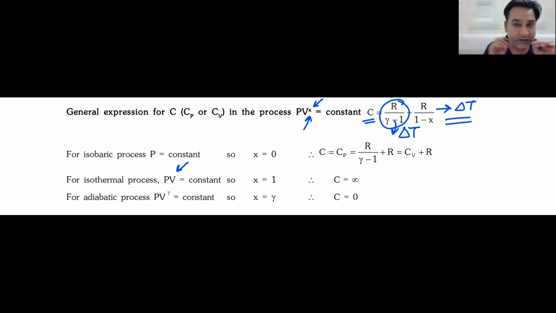Instead of R into delta T or NR into delta T, you can always write P2V2 minus P1V1. Do we understand this? Yes, sir. If you remember this, that means you are ready to solve any question that comes for a polytropic process.